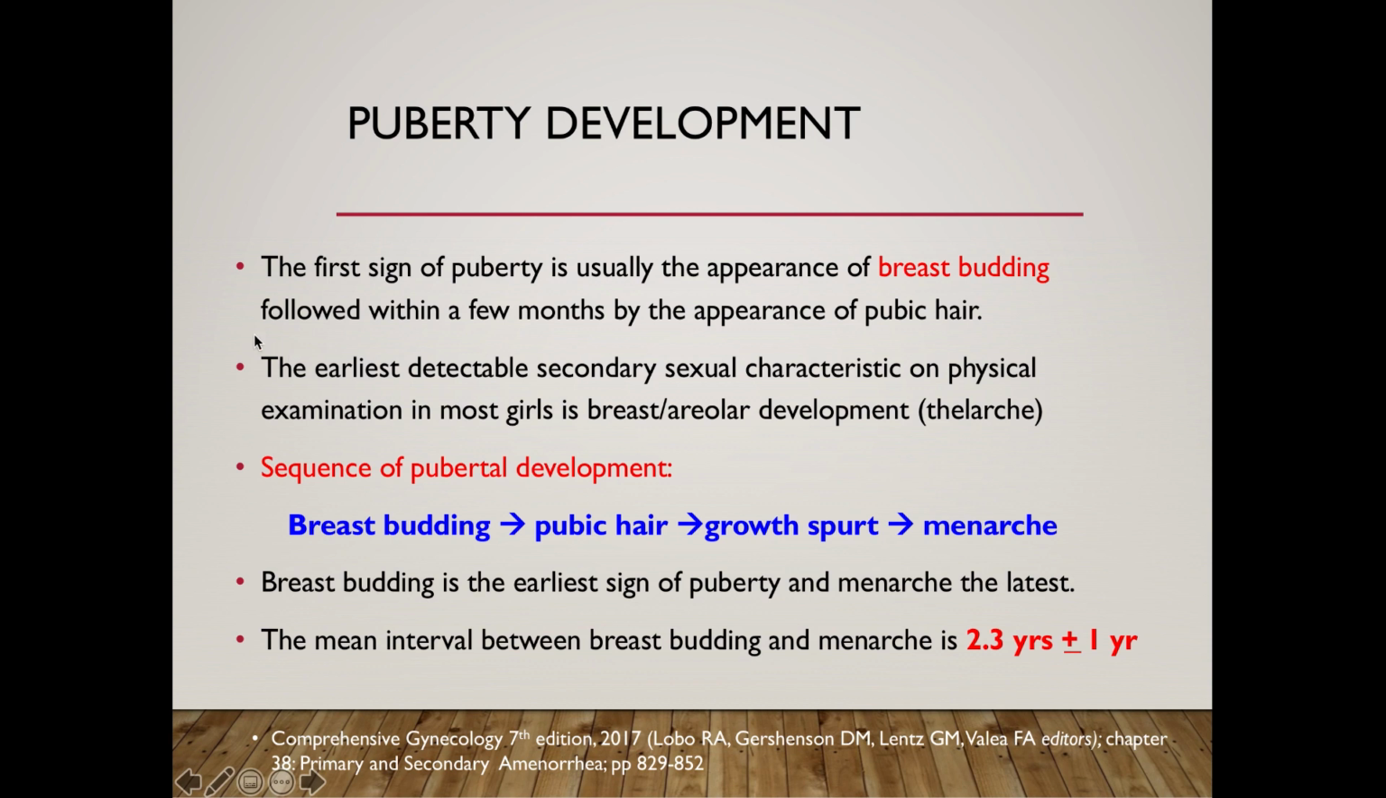Now, the first sign of puberty is usually the appearance of breast budding, followed within a few months by the appearance of pubic hair. The earliest detectable secondary sexual characteristic on physical exam in most girls is the breast or areolar development, which we also call thelarche. The sequence of pubertal development is as follows: breast budding, followed by pubic hair, growth spurt, and menarche. As I've already mentioned, breast budding is the earliest sign of puberty, and the latest would be menarche. The mean interval between breast budding and menarche is about 2.3 years, plus or minus 1 year.